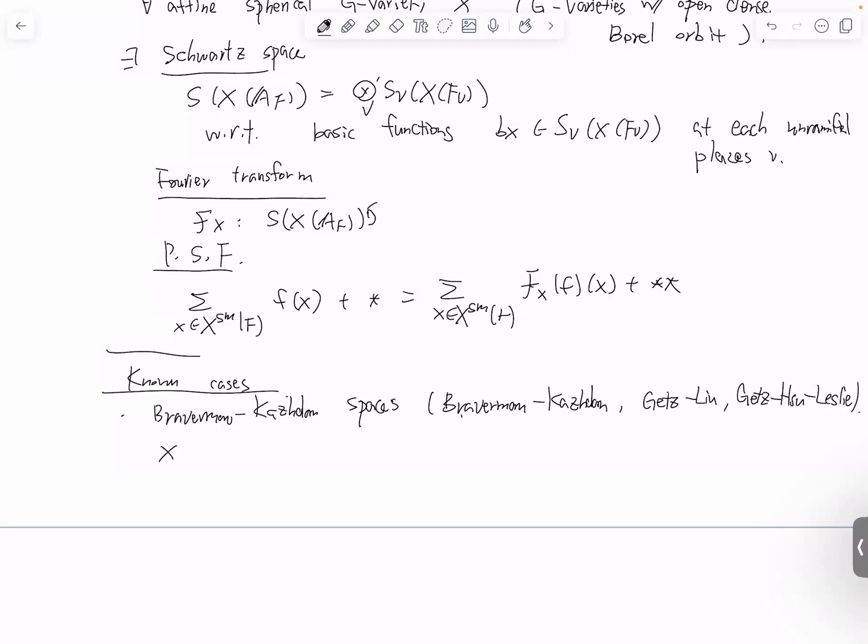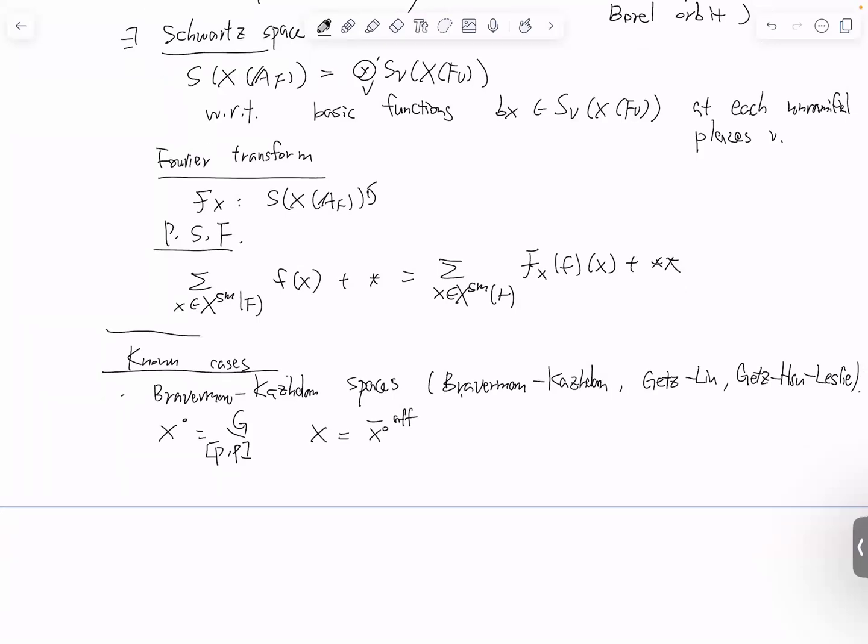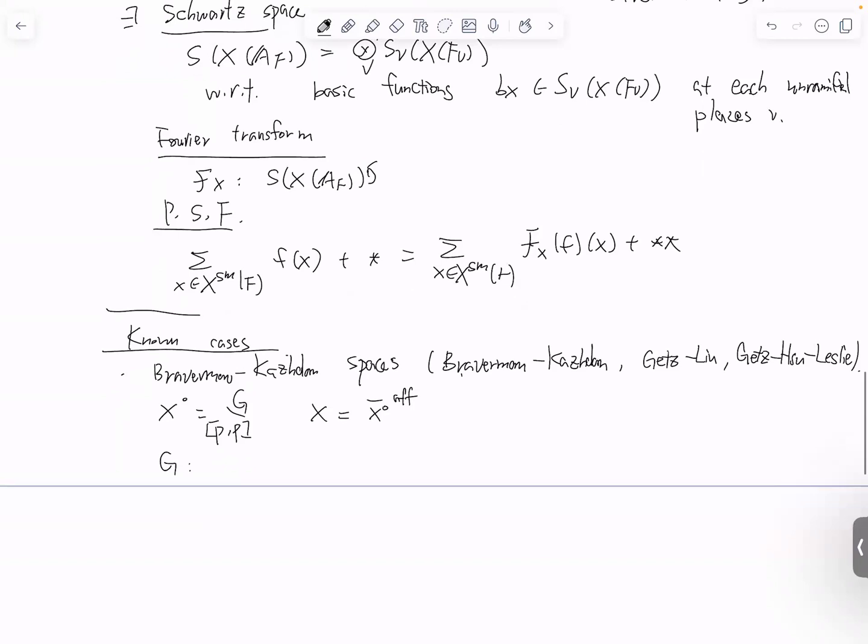And so this is for a space X, which is X° = G over the derived subgroup of the parabolic, and X is the affine closure of X°. So we call this X a Braverman-Kazhdan space, where this G is simply connected, split, simple, and P is the maximal parabolic.